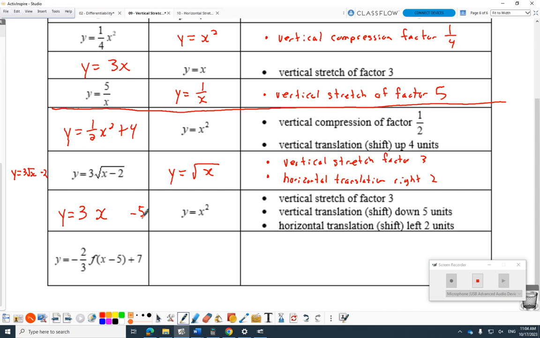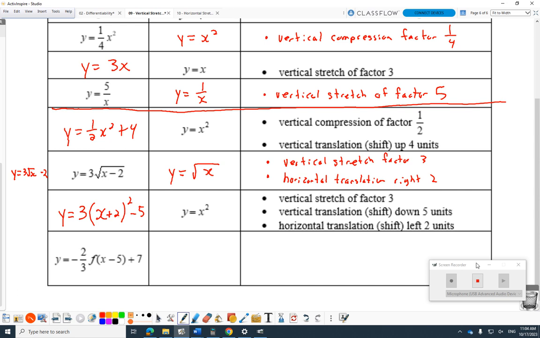But if we're going to go left 2, it has to be inside the function. That means inside the squared. Yeah? And now left 2. So what's plus 2? You think it would be minus. Doesn't it make more sense to be minus? But it's not. It doesn't work. It's actually the other way around.